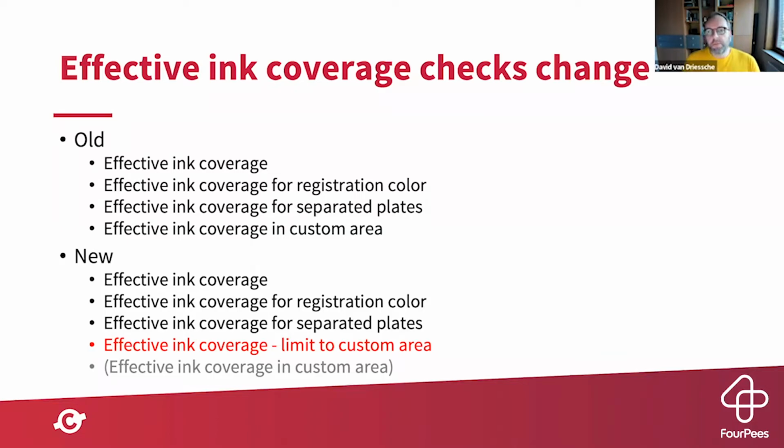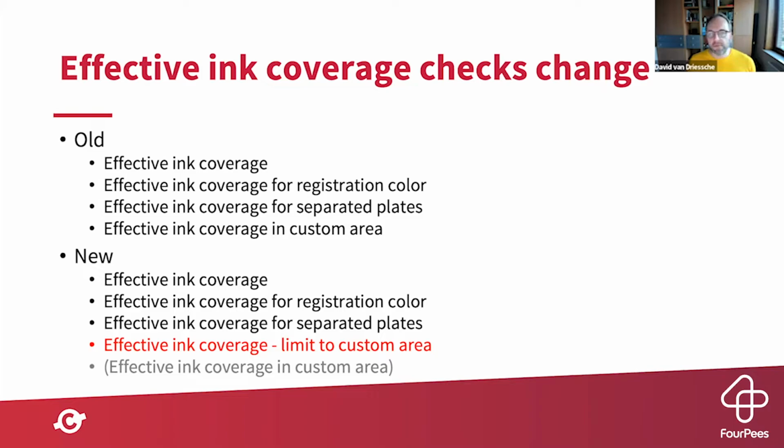Another small but important change is that there were some checks for effective ink coverage, some generic ones that test the whole document, and then there was a check that also looked at ink coverage in a custom area. The annoying thing was you couldn't, for example, say effective ink coverage for separated plates in custom area. That didn't exist. Now, there are two ways to fix this, and the way Callas decided to use is the more flexible one, I believe.